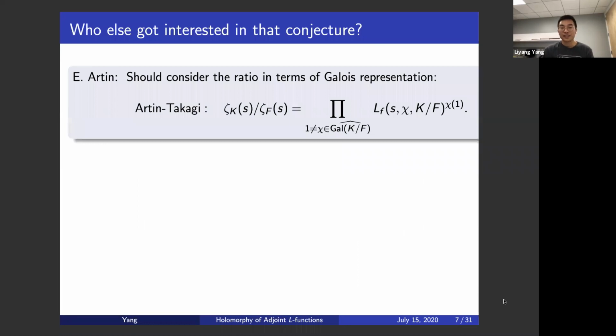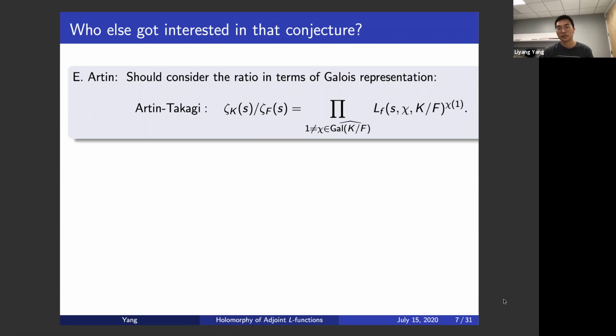There are many other mathematicians interested in Dedekind's problem. Here, we will introduce Artin's work. Artin looked at this problem from a new perspective. He, together with Takagi, proved the following decomposition, basically writing the ratio of Dedekind zeta functions as a finite product of Artin L functions. I think we mentioned the Artin L function before.